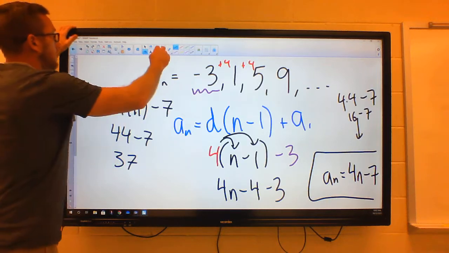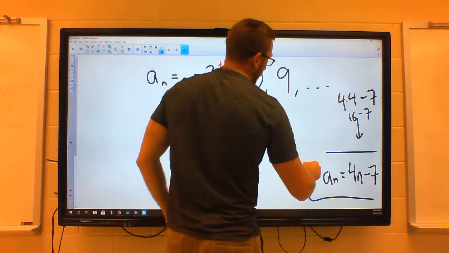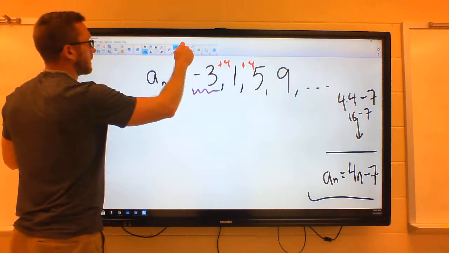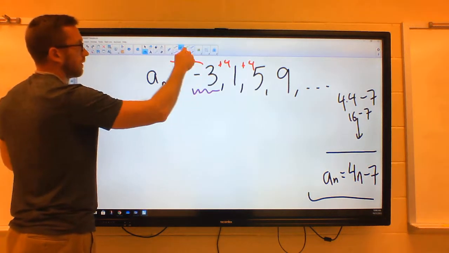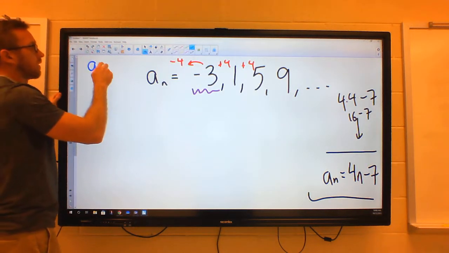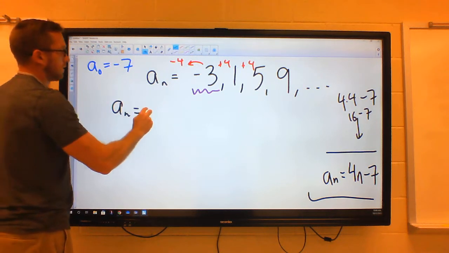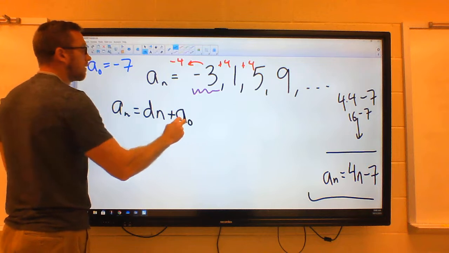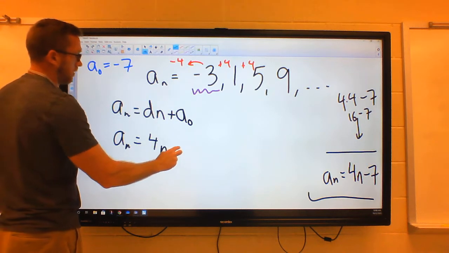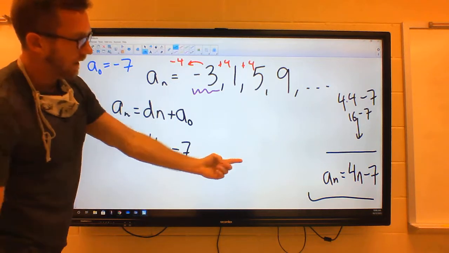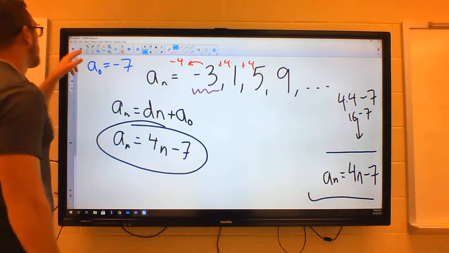Oh, and if I would have wanted to do the other method, and remember, I like the other method better, I just have to remember if I'm going in this direction, I have to subtract 4. And so a0 is -3 and -4 makes -7. Our formula, dn plus a0. Common difference is 4. a0 is -7. Look at that, same answer. However you want to write the explicit rule is fine with me.